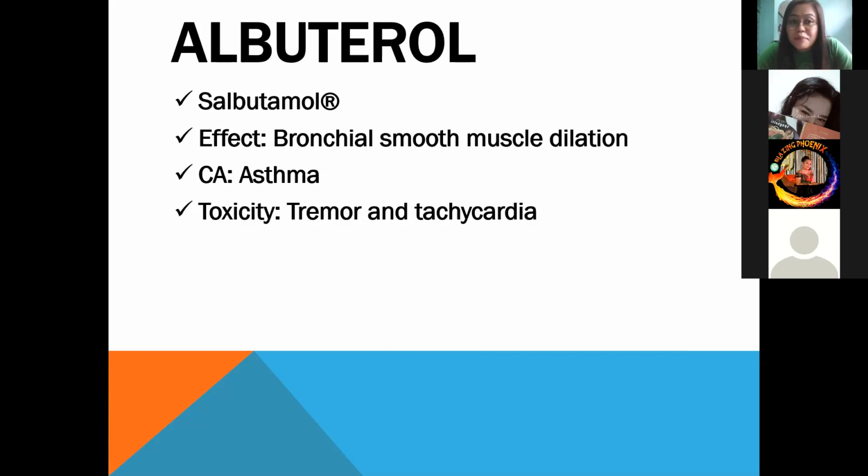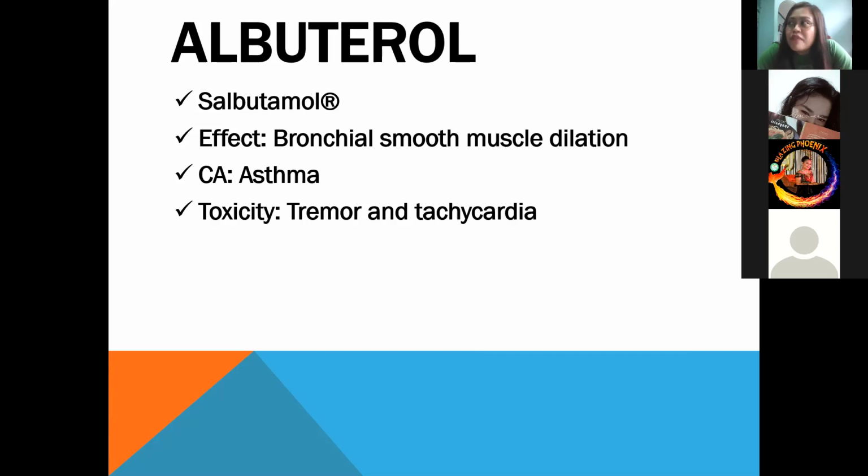So again, this is salbutamol sa ato ha. Since this is a beta 2 agonist, it can dilate the bronchioles. Thus, ang iyahang gamit jud is for asthma. However, ang toxicity niya, there will be tremor as I've mentioned because beta 2 receptor can also be found sa skeletal muscles causing contraction. So right after taking albuterol or salbutamol, the patient will experience tremor.